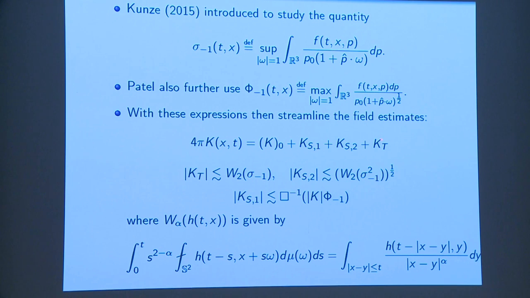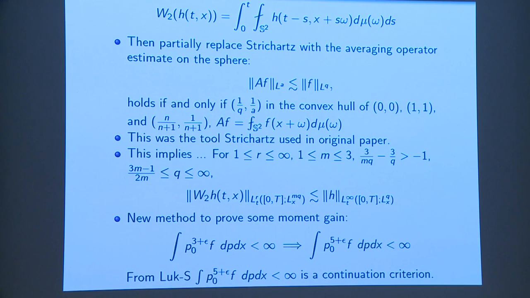Then, with some work, you can streamline the field estimates, and you split them into KS1, KS2, and KT, where KT is less than W2 sigma minus 1, KS2, using the good conservation law, is less than W2 sigma squared minus 1 to the 1/2, and KS1 is less than box inverse absolute value of K, capital phi minus 1, and W2 is this integral of the average on the sphere.